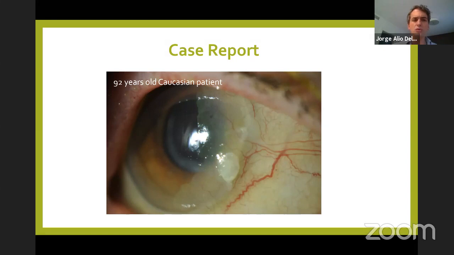So this is a 92-year-old Caucasian patient that came to my clinic just for a regular check. She had macular degeneration, visual loss. She was not complaining about anything, but on the ocular surface, I could see this lesion that was quite suspicious. As you can see here, some gelatinous aspect encroaching the corneal surface. So of course, the clinical picture is quite obvious of OSSN.